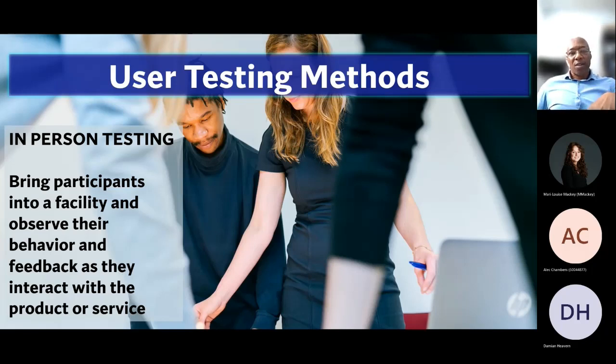So we have in-person testing, and this involves bringing participants into a testing facility and observing their behavior and feedback as they interact with your product or service. This method allows for more detailed feedback and is particularly useful for testing complex products or services. For example, a focus group session for a new product. In this scenario, a group of participants are invited to a physical location to try out your prototype of your product and then provide some feedback.